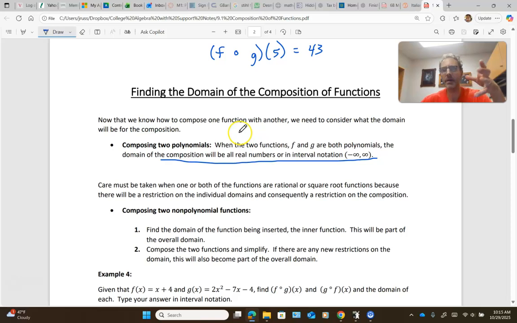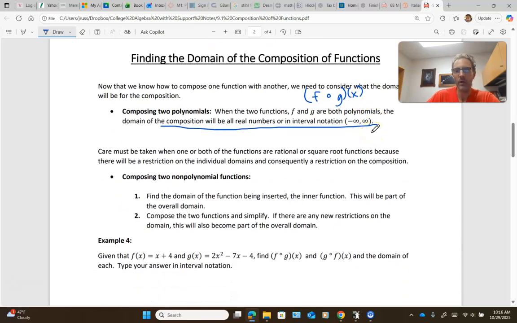Okay? Because think about this. Let's say we want to find g composed of f, for some value of x. Well, if g is a polynomial, it'll take any value of x. x can be any real number. And then g will give us out some number. And if f is also a polynomial, it'll take any number as well. So it doesn't matter what value g gives us, it'll be an input for f because they're both polynomial functions.